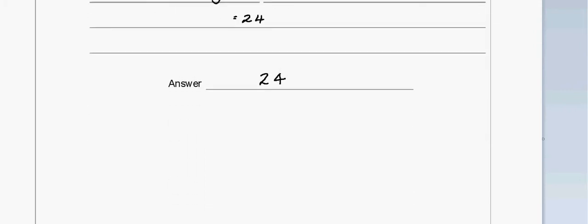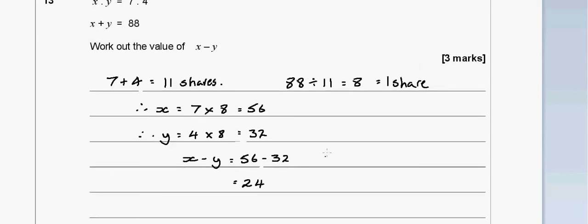Okay, so again, I think that's fairly simple. So it's just holding your nerve and seeing that x to y is 7 to 4, so x plus y is 88. So these shares must equal 88. Okay, so we'll move on to the next one.